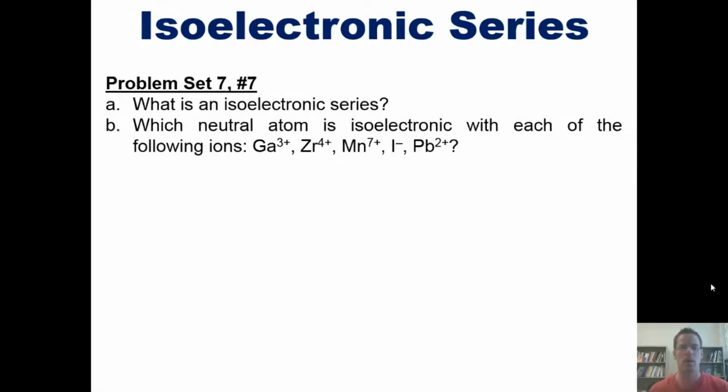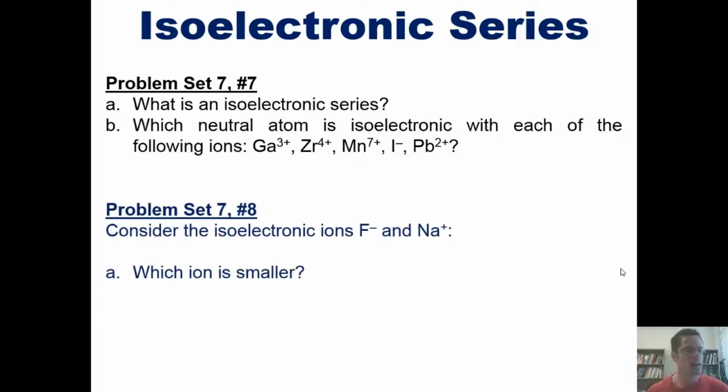That takes us to a problem from the problem sets that I ask my students in class. First, what is an isoelectronic series? Okay, I think I just defined that in the previous slide. And which neutral atom is isoelectronic with each of the following ions? Next, consider the isoelectronic ions fluoride and sodium cation. Which ion is smaller? I encourage you to try and answer these questions on your own first. If you'd like, I'll post a link here to a separate video in which I answer them on the board.